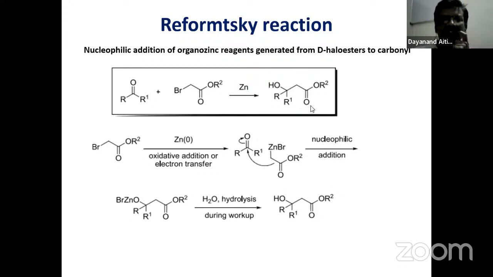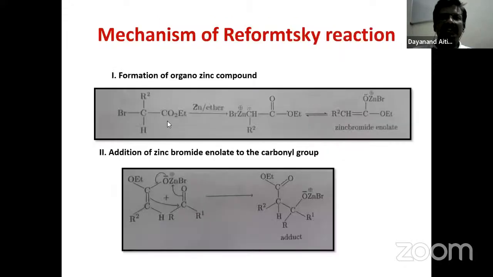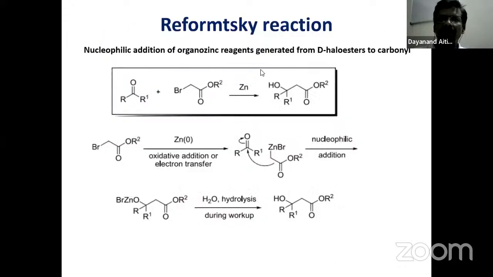We will see it extensively also. The mechanism once again: zinc in the presence of ether is added to the alpha haloester. What is an alpha haloester? The alpha carbon means this carbon, this is the alpha carbon. It is known as an alpha haloester, and it is added here.